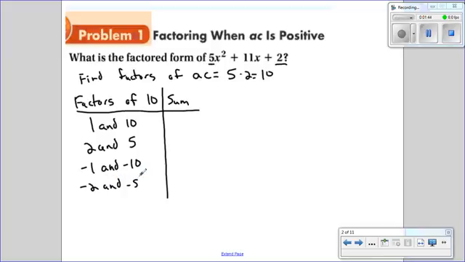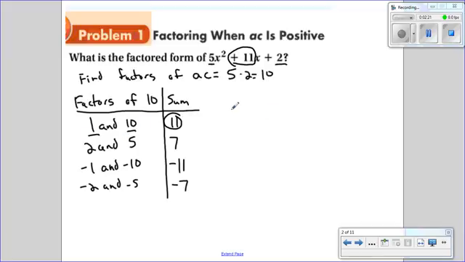Now at some point, you'll learn that we really didn't even have to do these because this isn't negative, so there's no way that we would use these. But for now, you can always just find them all. And then the sum: 1 and 10 is 11, 2 and 5 is 7, negative 1 and negative 10 is negative 11, negative 2 and negative 5 is negative 7. And what we're still looking for is which one gives us plus 11. And so that's that right there. So we're looking at numbers 1 and 10.